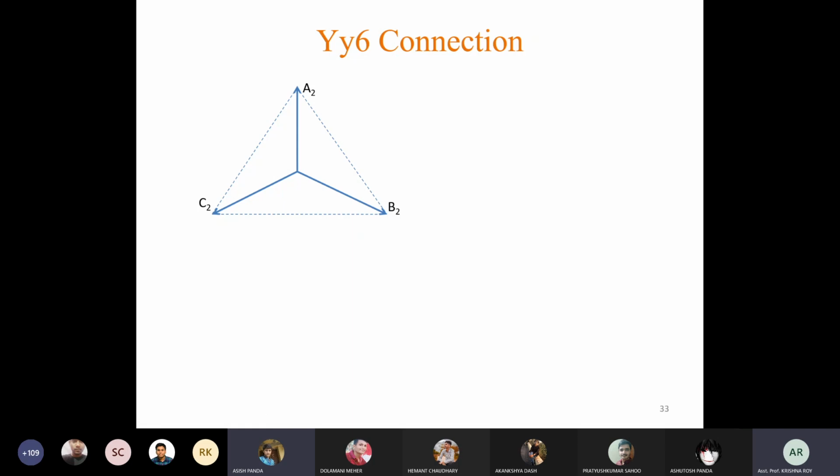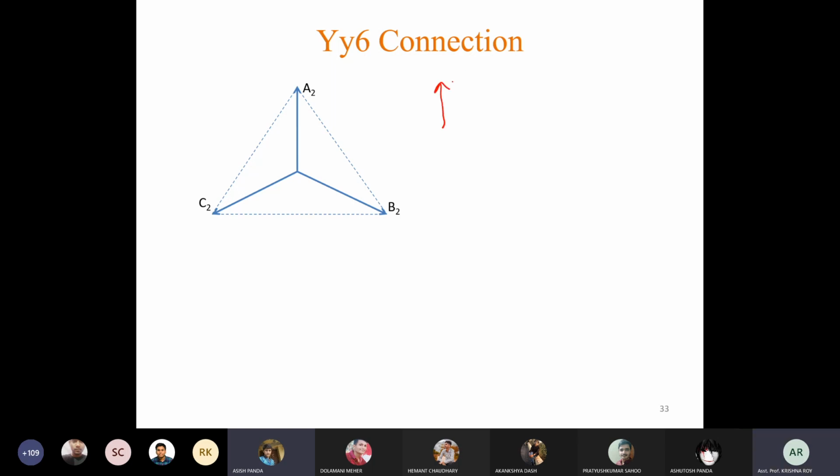So Y connection will be the same as that of the previous one. Now what will be the secondary connection? Before connecting the secondary side, if you excite the primary side or the high voltage side, connecting it into a star, what will be the nature of the induced EMFs and how will they be oriented? They will be oriented like this.